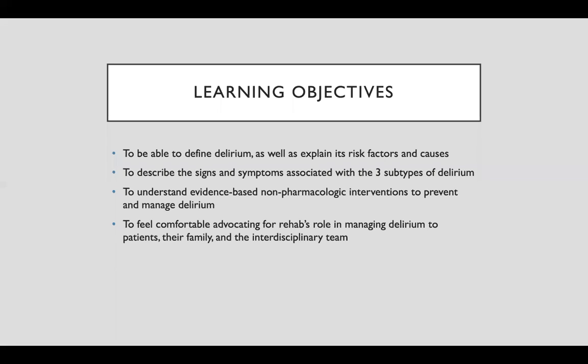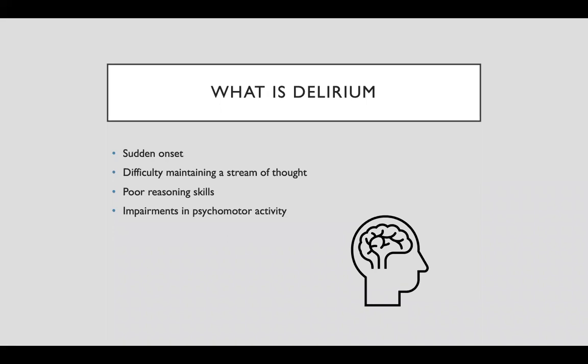These are the learning objectives that I hope to accomplish with this presentation. We're going to start by looking at the background of delirium. What is delirium? In simple terms, delirium is characterized by a sudden onset, difficulty maintaining a stream of thought, poor reasoning skills, and impairments in psychomotor activity.